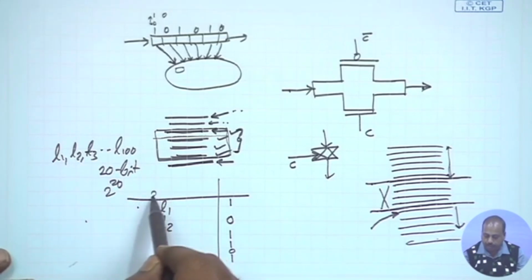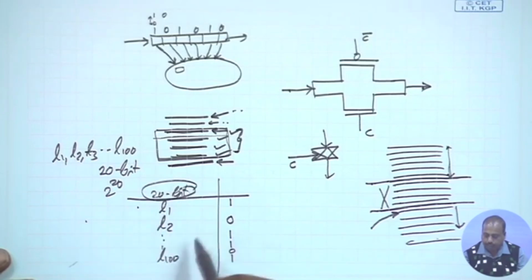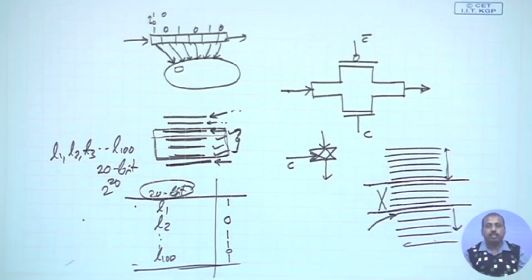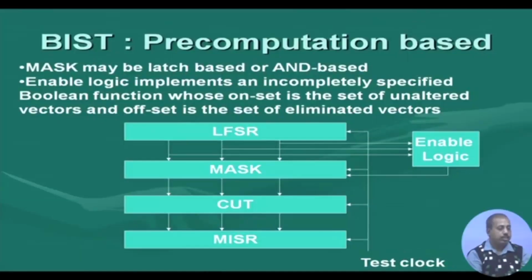This is a 20-bit value of L1, L2, up to L100, and out of that only these bits are to be specified; the remaining bits are all do not care. Since the LFSR is not going to generate those patterns in the 100 cycles, we do not need to specify them, so this logic can be designed efficiently. If we have a large number of do not cares in the combinational logic, it can be minimized significantly, so that we get a very compact enable logic. The rest of the thing is the same as this BIST filtering technique.